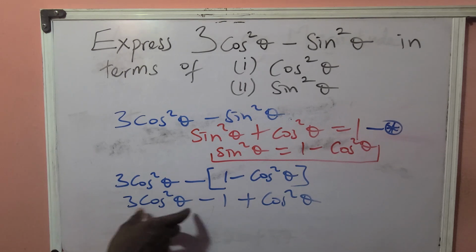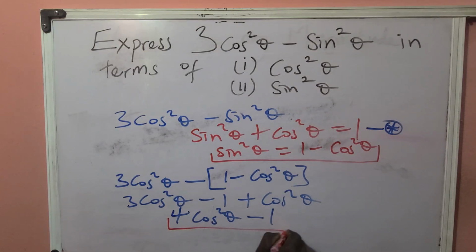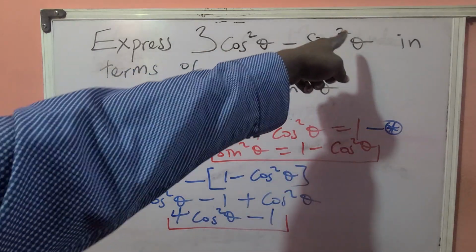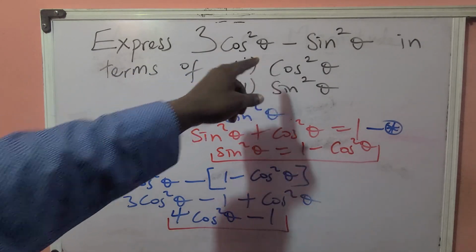So 3 cos squared theta plus 1 cos squared theta will give me 4 cos squared theta minus 1, which will be my final answer. So this is my final answer right here. You can see that I've been able to express 3 cos squared theta minus sine squared theta to only have cos squared theta. This is the final answer for question number 1.